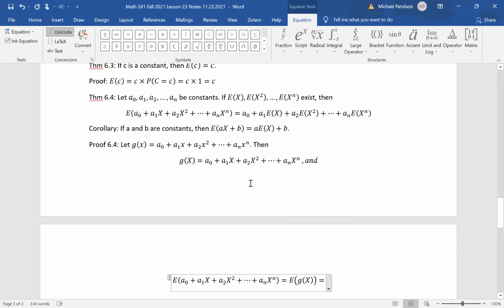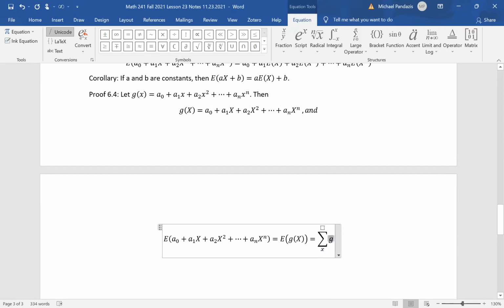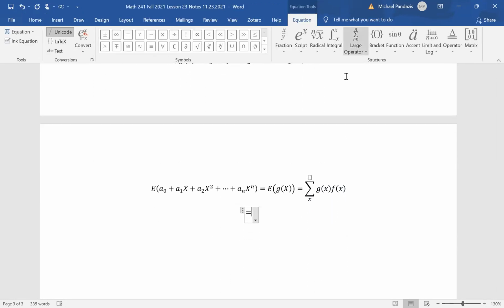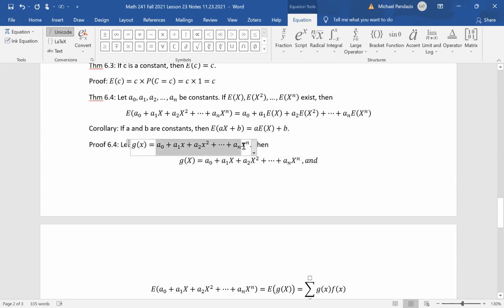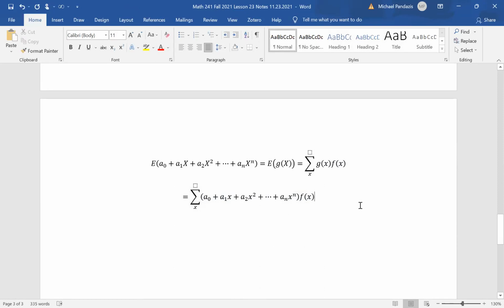The expected value of G of X is equal to the sum over all possible values of X of G of X times F of X. So this is equal to the sum over all possible values of X of this polynomial times F of X. Now we have G of X here, and G of X is this, and you're multiplying it by F of X and summing over all possible values of X.